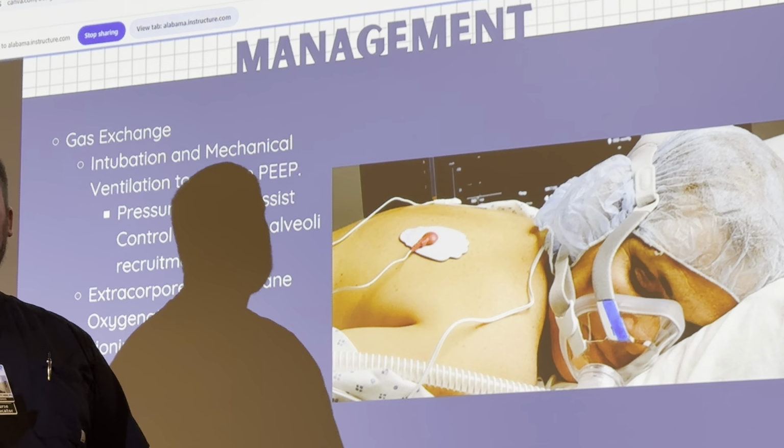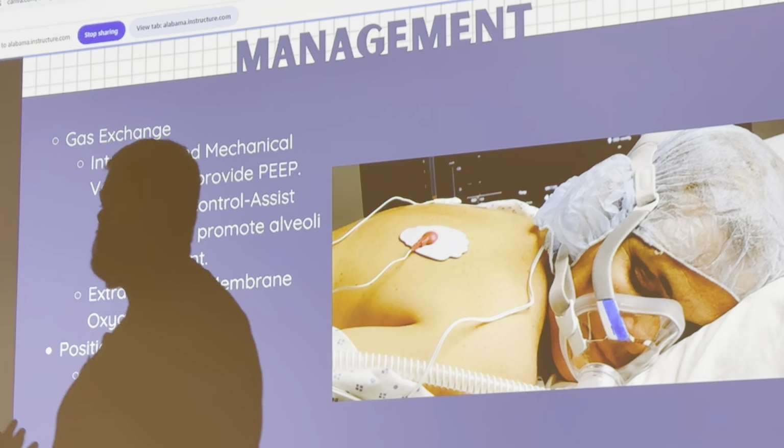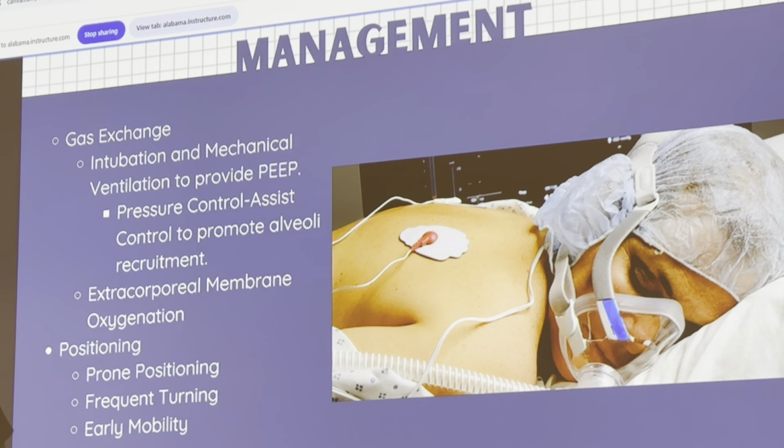Remember, my PaO2 level, how much oxygen was circulating in my blood, is low. I want to try to increase that, so I've got to create that gas exchange. So more than likely, you're going to be on assist control, on that highest ventilator mode setting, and then usually we're going to put you in pressure control as well. I'm trying to promote that alveoli recruitment. I've got to have enough alveoli to create that gas exchange.